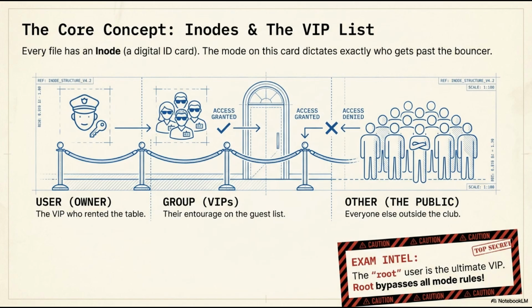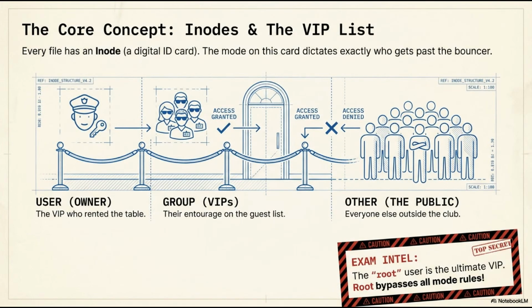Right, and then the group represents their entourage. Exactly. They get past the velvet rope because they are with the VIP. They have elevated access that the rest of the club doesn't get. Yeah. And finally, other is just the general public. Standard guests who can maybe be in the building but definitely can't access the VIP table. Right. But there is an ultimate VIP bypass here, which the slide highlights. The root user. Yes, the owner of the club. The root account ignores all bouncer rules entirely. It bypasses the inode mode checks completely.